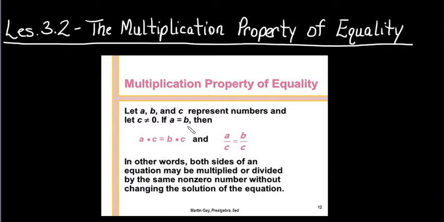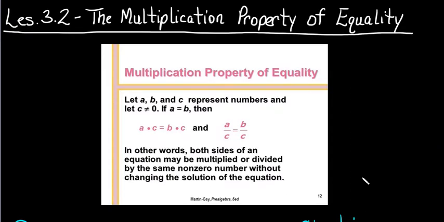If A equals B, then if you have an equation where A equals B, you can multiply both sides of the equation by the same number. And you can divide the equation by the same number, which in this lesson you'll see as multiplying it by the fraction, and you'll understand what I'm talking about in just a minute. So in other words, both sides of an equation may be multiplied or divided by the same non-zero number without changing the solution of the equation. Whatever you do to one side, you have to do to the other to keep it equal, to keep it fair, to keep everybody happy.